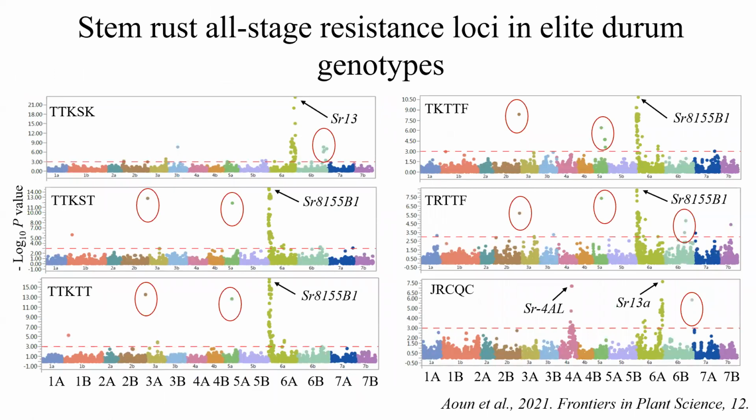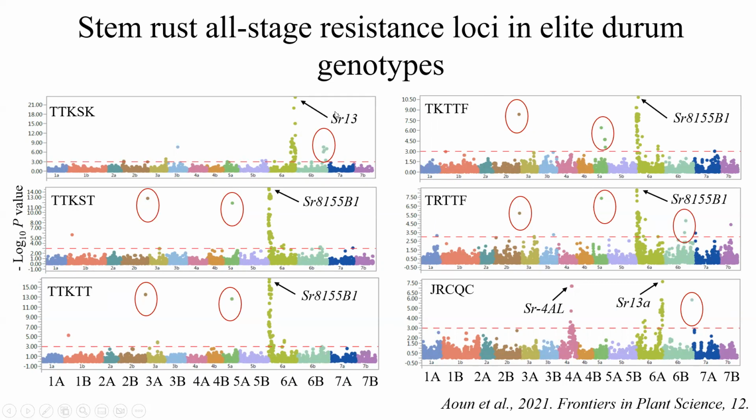For stem rust, we did the evaluation using 3 races. One race, TKTTF, also called the Digalu race, caused the epidemics in Ethiopia in 2013. TRTTF and JRCQC are also from Africa, and they are different from the Ug99.